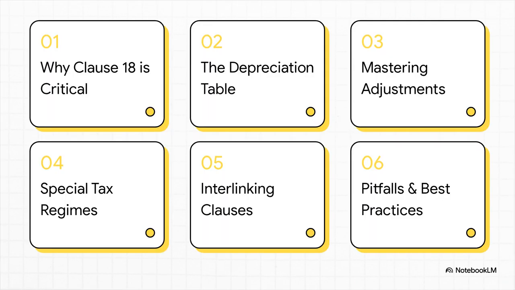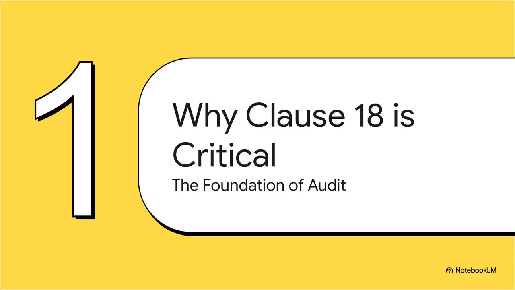So here's our game plan. Over the next few minutes, we're going to go from confused to confident. We'll start with why this clause is so darn important, then we'll break down the depreciation table itself. After that, we'll get into the nitty-gritty of adjustments, see how special tax regimes change the rules, connect the dots to other clauses, and we'll wrap it all up with a super practical checklist of what to do and what to avoid. Okay, let's kick things off with Section 1.